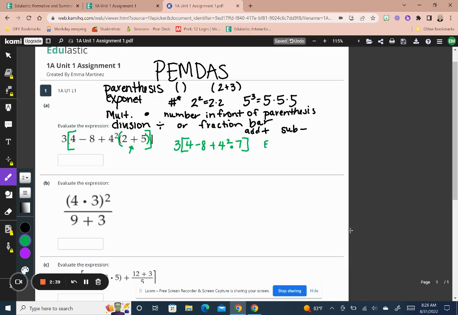So you're going to go to your exponent, which is going to be here. Once you solve the exponent, then you're going to multiply. And then you're going to add, then subtract. Once you find the value of the bracket, you're going to multiply it by the 3 on the outside of the bracket. Remember, a number outside the parentheses represents multiply. So the value of the bracket and then times 3.